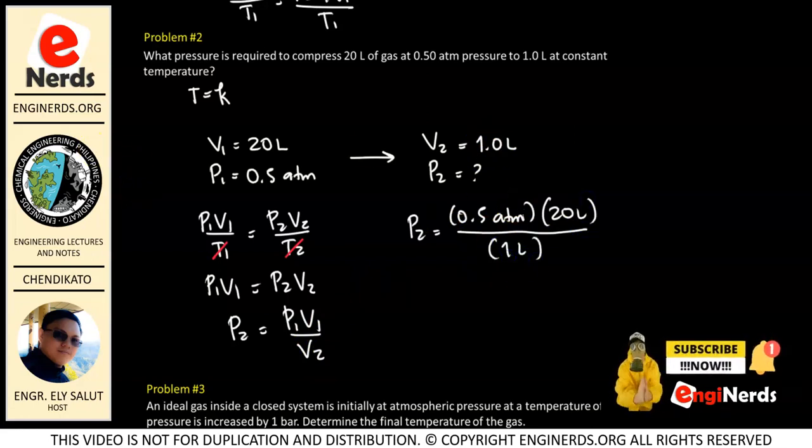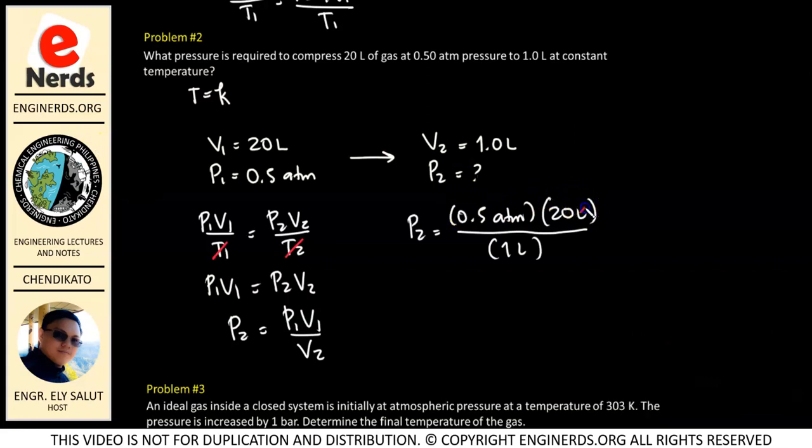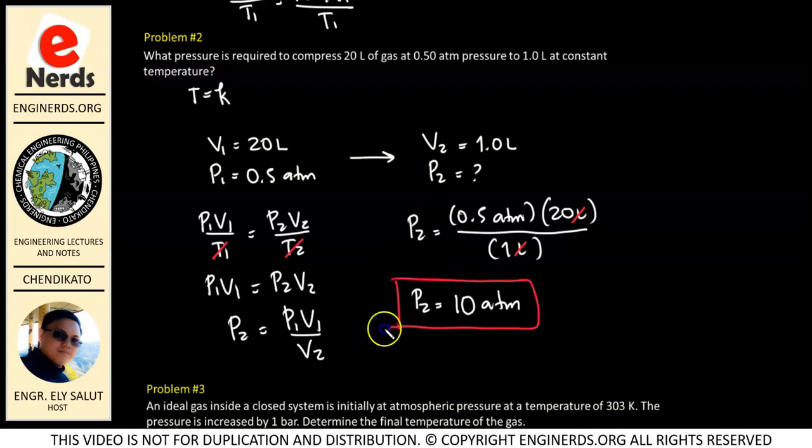Okay, so looking at our units, you can see that liters will be cancelled out. So we can now calculate the value of P2. P2 is just basically 0.5 times 20, which means it is 50% of 20. So we have 10, and our unit is in atmosphere. Okay, so this is our final answer here in problem number 2.